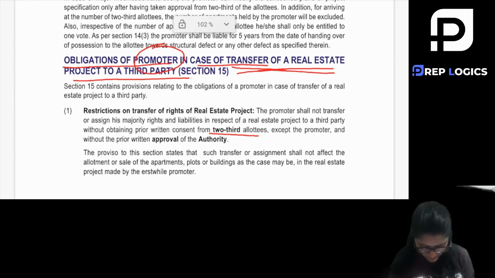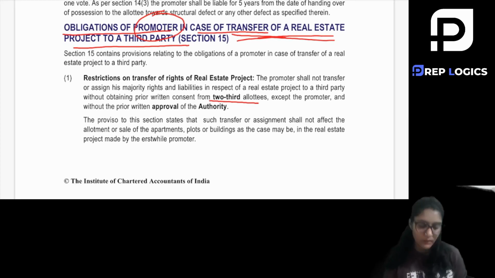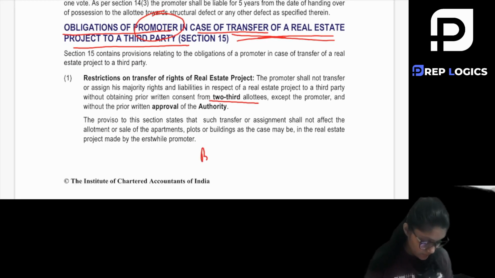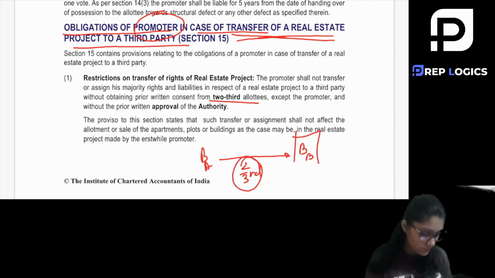Obligation of the promoter to transfer the real estate project to a third party. Okay, the same thing we have covered. If builder A wants to transfer the building to builder B, he can transfer if he is getting 2/3 of allottee permission, that okay, now builder B is going to build your building. But will builder B get some extra time? No, he will not get any kind of extra time.